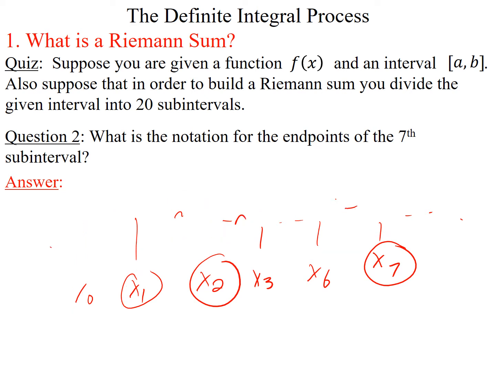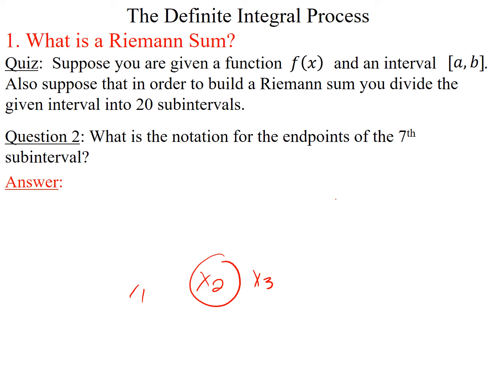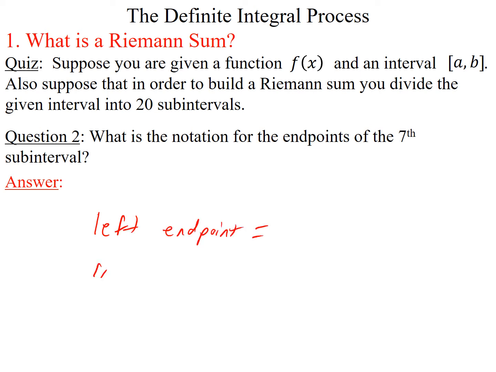So I want you to be able to figure that out without a picture. But I drew the picture just, if you're confused at all, maybe it helped you a little bit. So to answer this question, left endpoint and then right endpoint. The right endpoint is x7. That means the left endpoint is x6. Okay, next question.